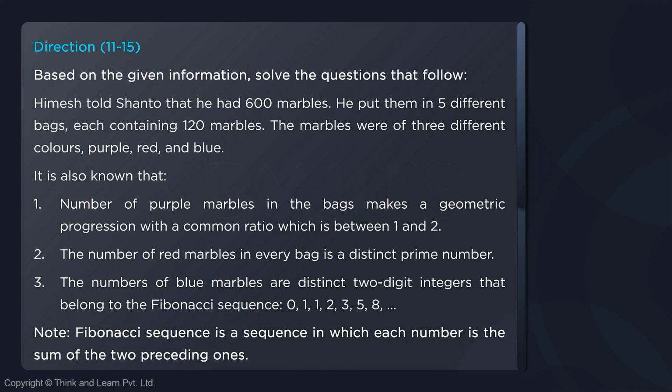It is also known that the number of purple marbles makes a geometric progression with a common ratio R between 1 and 2. Definitely a fraction, right? The number of red marbles is a distinct prime number. The number of blue marbles is a 2-digit number belonging to the Fibonacci sequence 0, 1, 1, 2, 3, 5. In the Fibonacci sequence, from the third term onwards, every term is equal to the sum of the previous 2 terms, right?